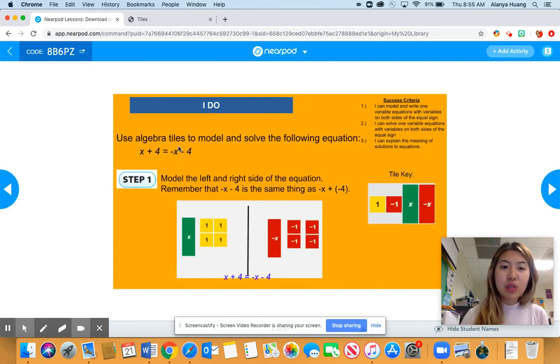So onto this one, we have to use the algebra tiles to model and solve the following equation: x plus 4 is equal to -x minus 1. So remember that in front of any variable, there is a coefficient of 1. So in this case, our coefficients are 1 and -1. And when we model it, we're using the key where a rectangular green tile represents positive x and a rectangular red tile represents -x. So we have positive x and then the 4 positive square tiles, and then we have 1 negative x and the -4 square tiles.